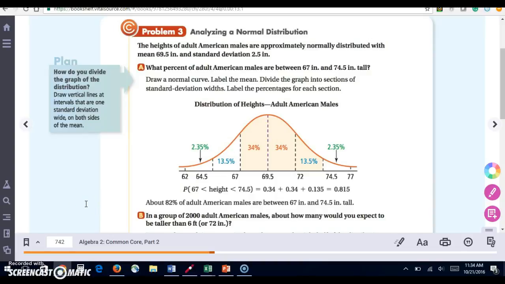All right, let's take a look at problem 3, analyzing a normal distribution. The heights of adult American males are approximately normally distributed with a mean of 69.5 inches and a standard deviation of 2.5 inches. And if you remember, in problem 2 we learned how to put this on a table. It says, what percent of adult American males are between 67 and 74.5 inches tall?